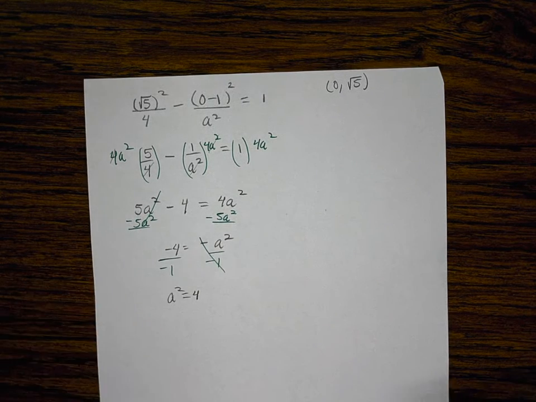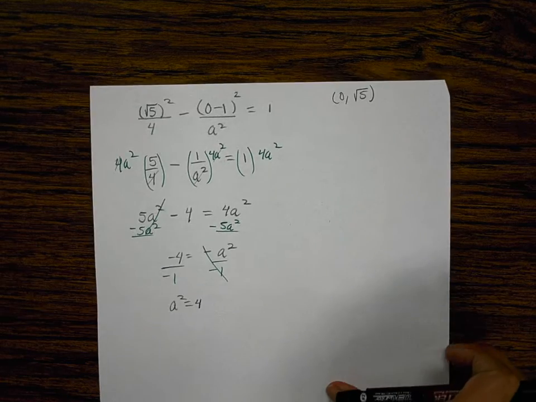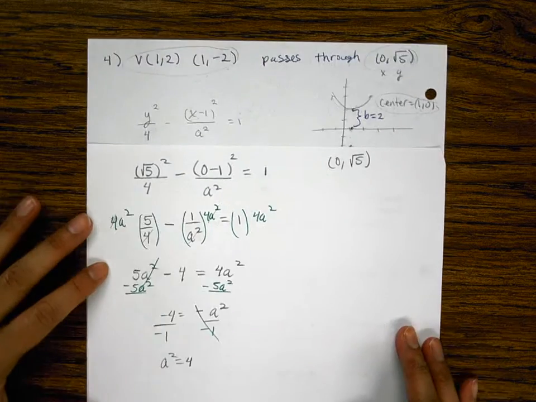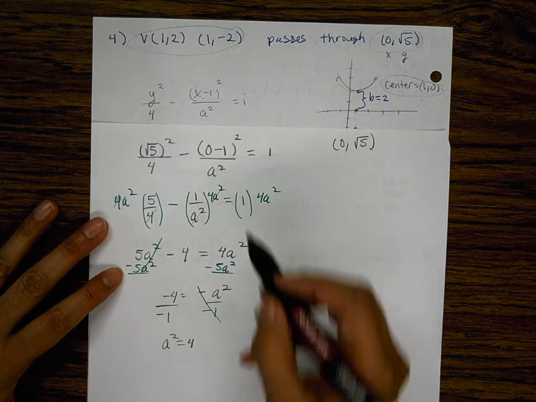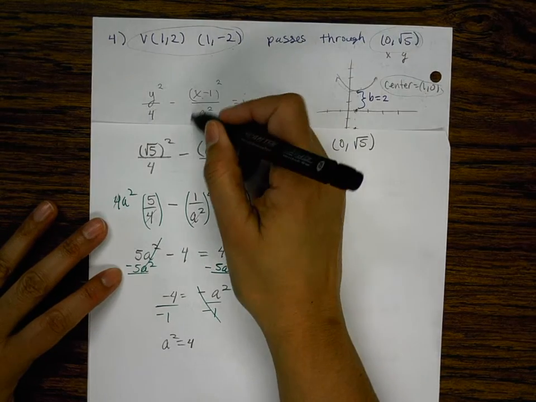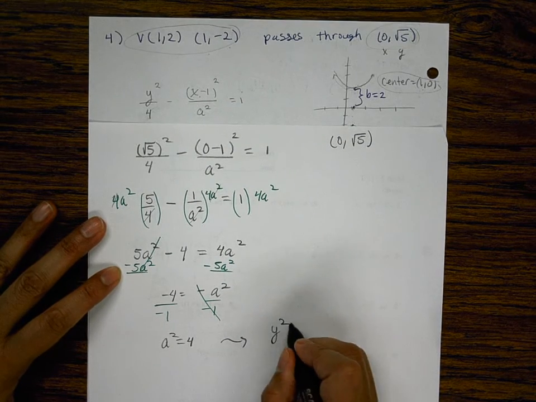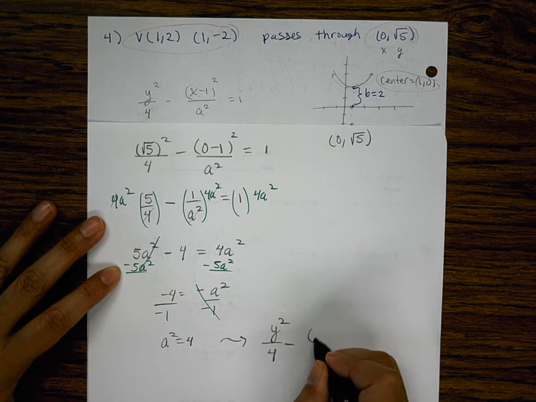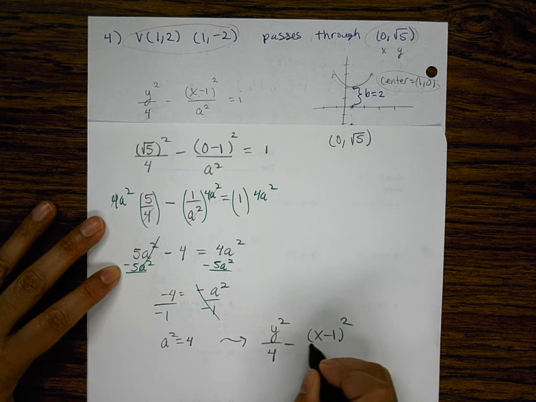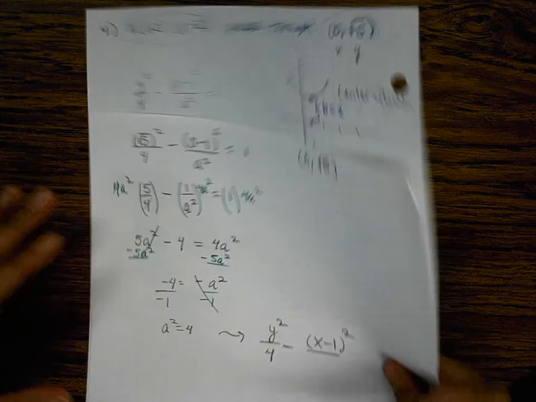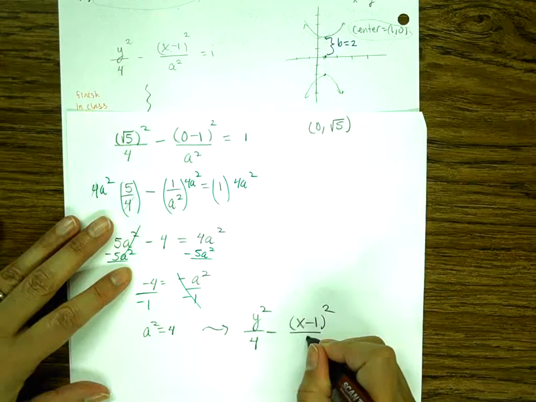And as tempting as it is to square root, we don't have to because the b squared is what I'm looking for. So I'm just going to rewrite my answer down here. Y squared over 4 minus the quantity of x minus 1 squared over 4. Sorry, let me get that back up here.